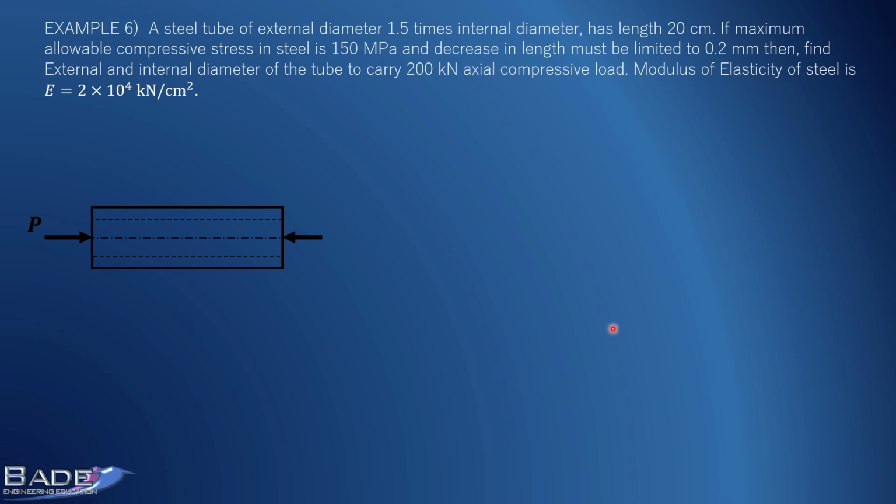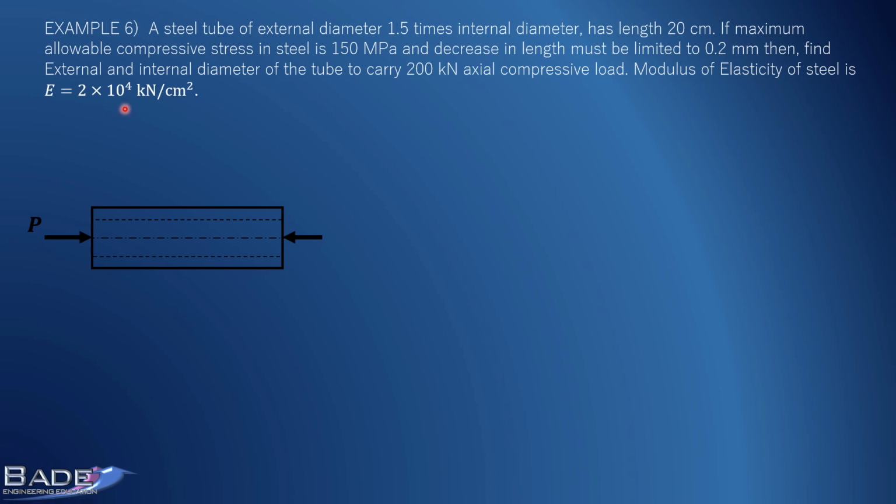Now read this problem. A steel tube of external diameter 1.5 times internal diameter has length 20 centimeter. If maximum allowable compressive stress in steel is 150 megapascal and decrease in length must be limited to 0.2 millimeters, then find external and internal diameter of the tube to carry 200 kilonewton axial compressive load. Modulus of elasticity of steel is 2 into 10 raised to 4 kilonewton per centimeter squared.